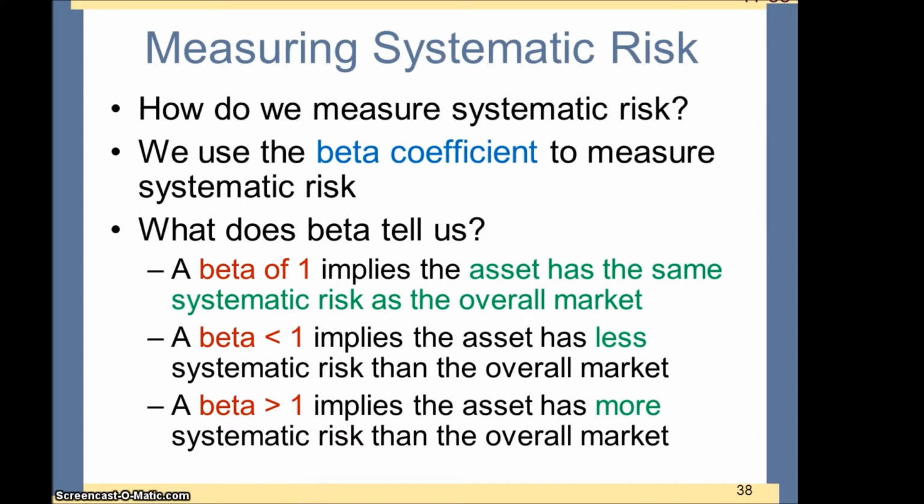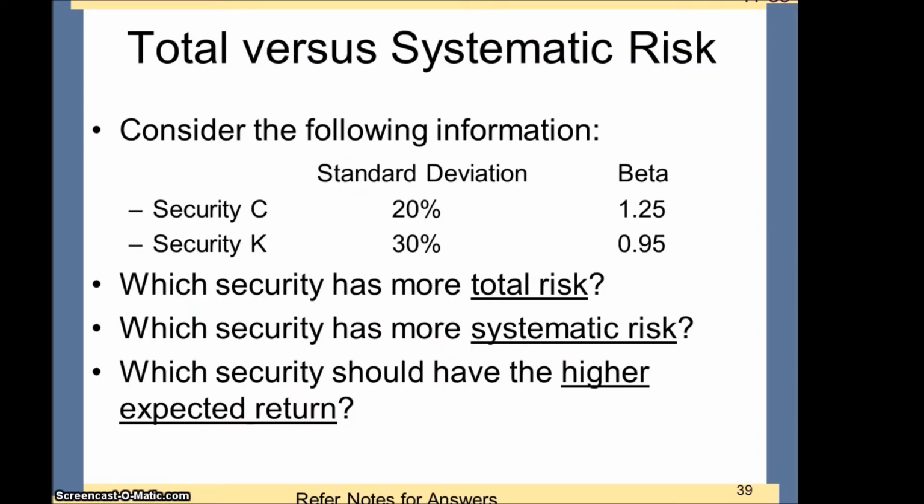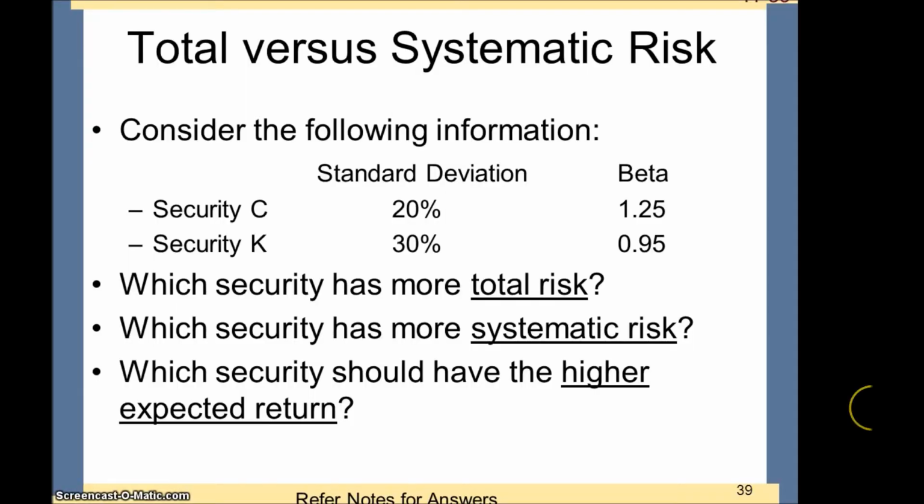Alright, so we are now going to see total versus systematic risk. Alright, differentiate total versus systematic risk. Now you are given the standard deviation and beta for security C and D. Now which stock or security has more total risk? Total risk is measured by standard deviation, so we should look at the standard deviation. So which stock has higher standard deviation? That is stock K. So the answer is stock K has more total risk.